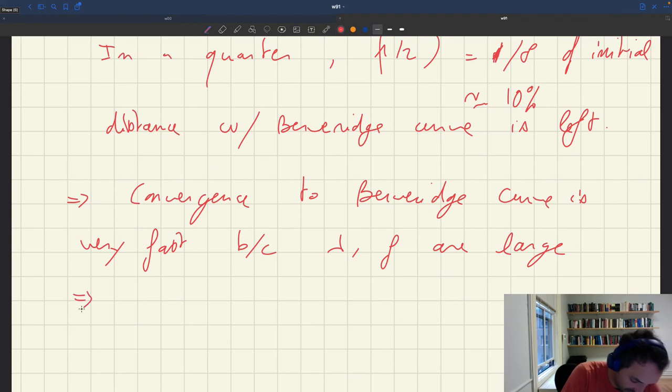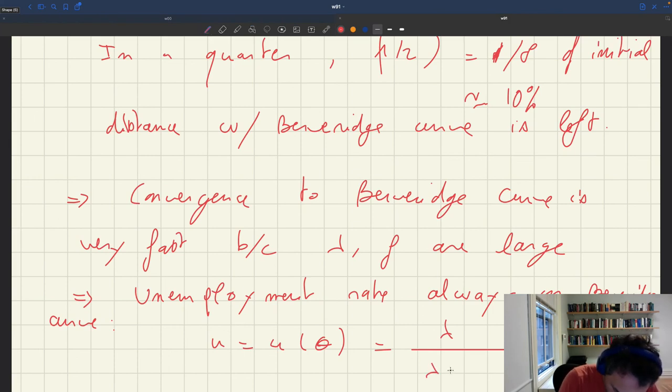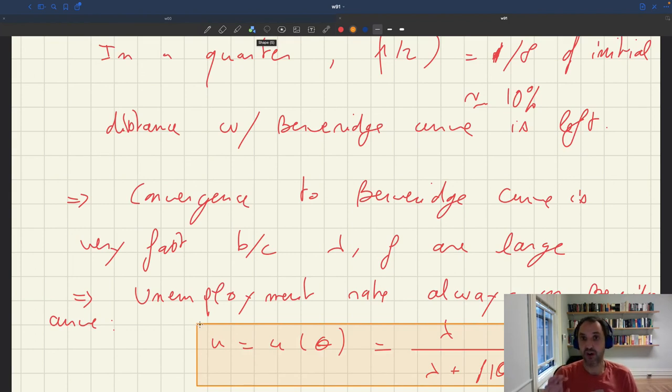And so to simplify, we're going to get rid of the dynamics of unemployment and reduce the size of our dynamical system. We're going to assume that the unemployment rate is always on the Beveridge curve. So the unemployment rate is just a function of the market tightness. U is a function U of theta of the tightness, which is equal to lambda over lambda plus F of theta. And so now we don't need to keep track of the differential equation for unemployment. We just assume that the unemployment rate is a function of tightness.